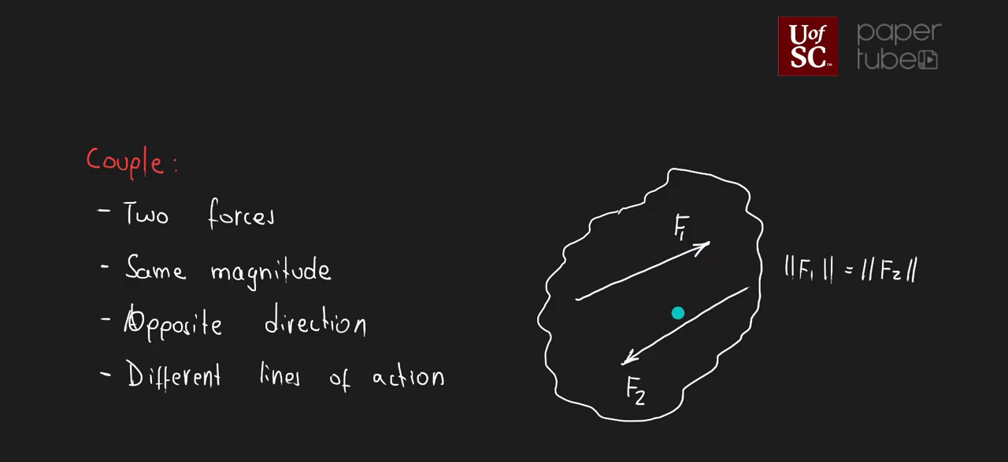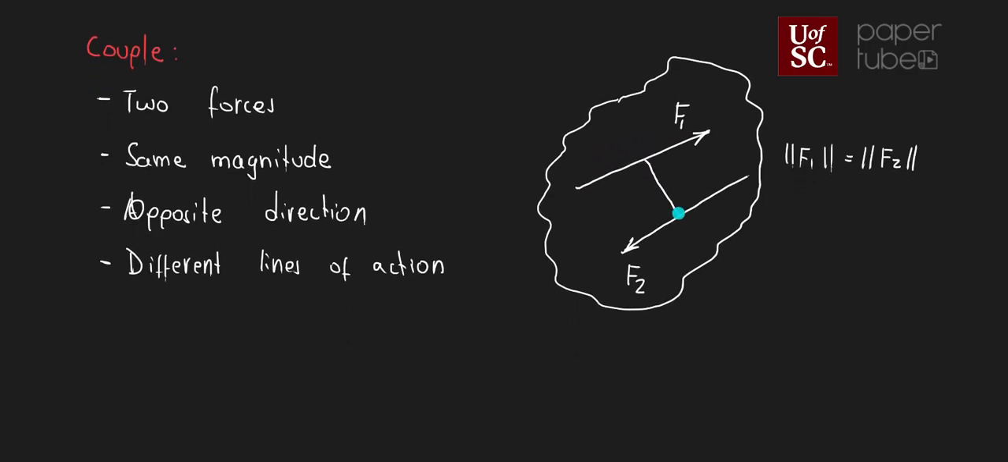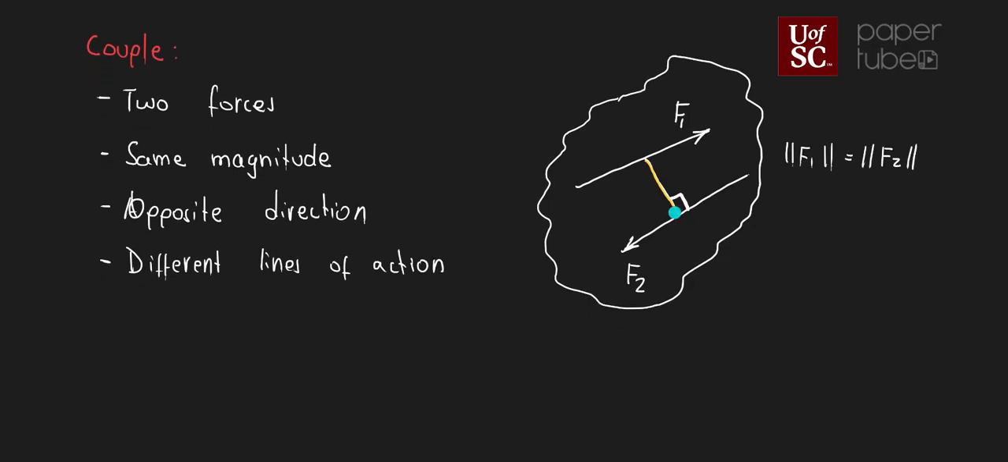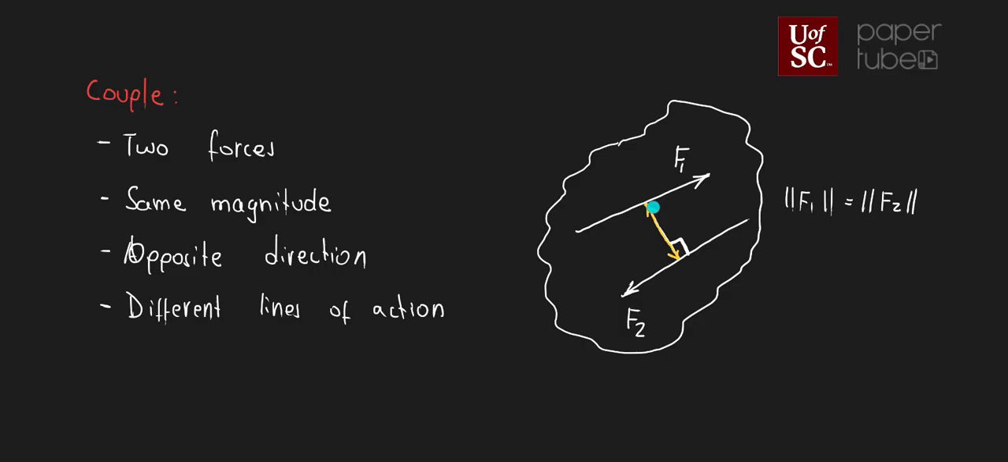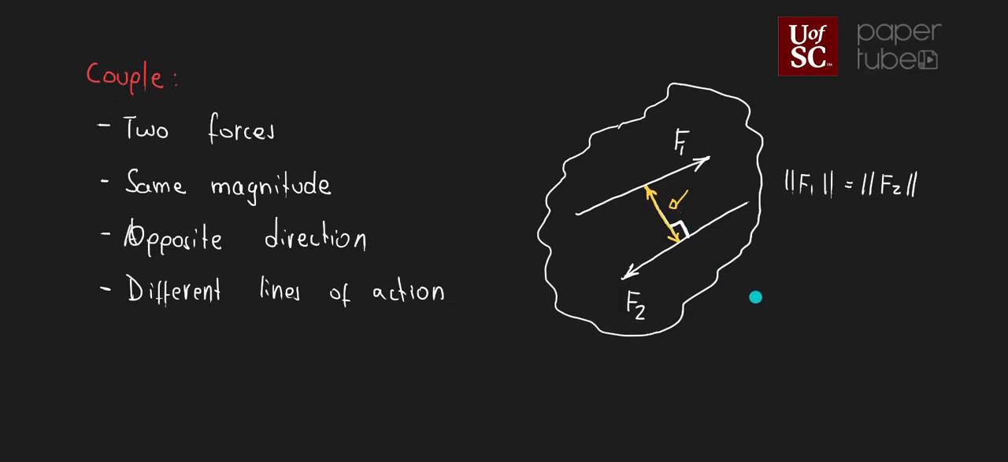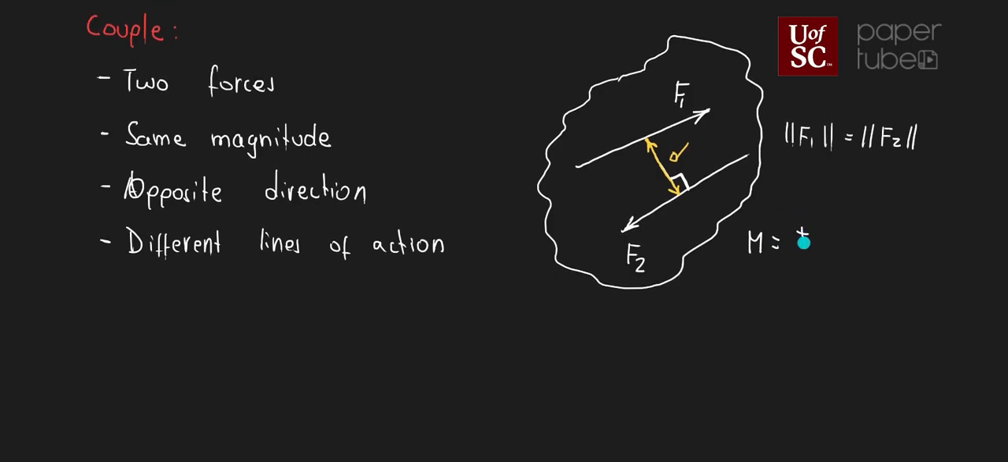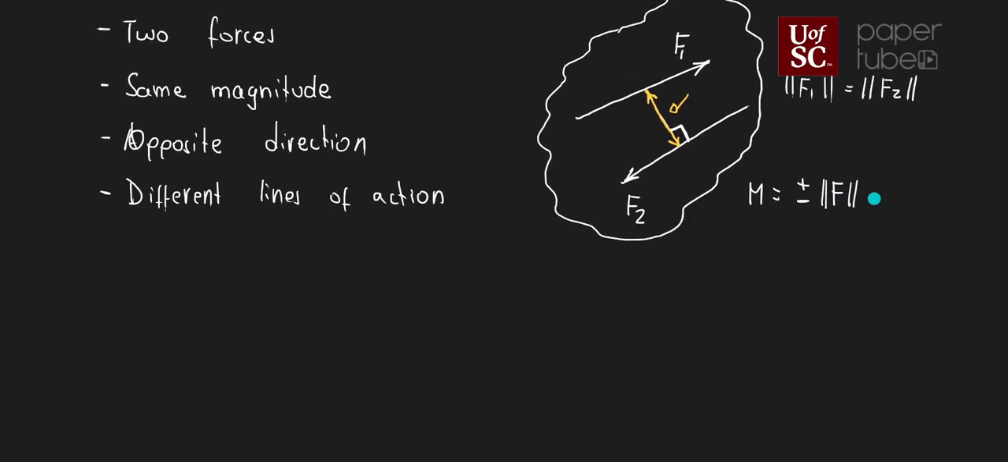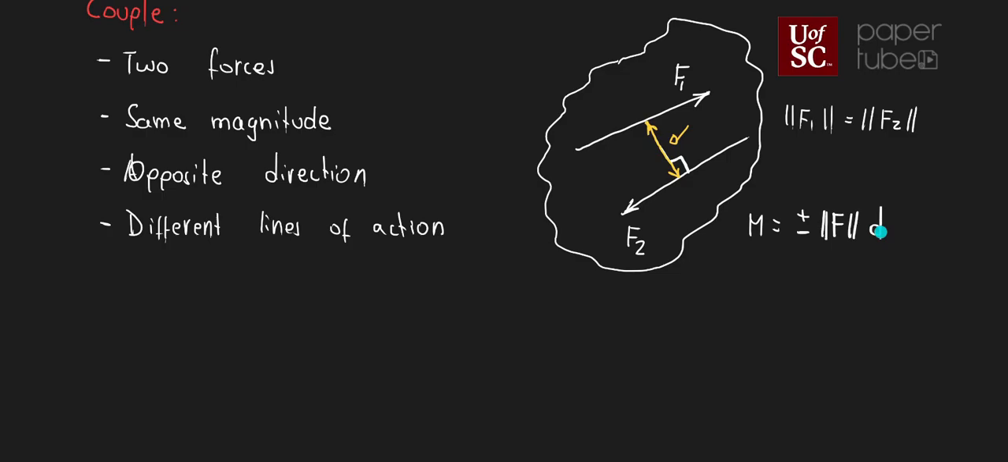That rotation is going to be created by the moment created by this couple, and that moment can be easily calculated by this perpendicular distance. If this is the perpendicular distance between these two lines, I'm going to call that D. You can say that the moment created by that couple is equal to plus or minus, and remember that plus or minus is decided depending on your right hand rule, the magnitude of that force, either one of them, times D.